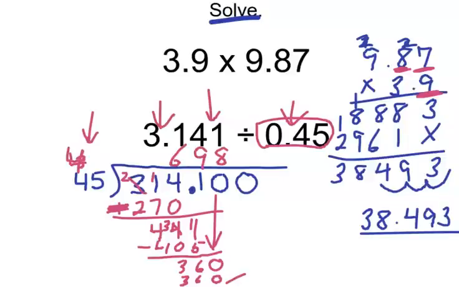So there's no remainder. We just bring the decimal up. Okay, so the answer to this one is 6.98. All right, we've solved both the multiplication and the division problem.